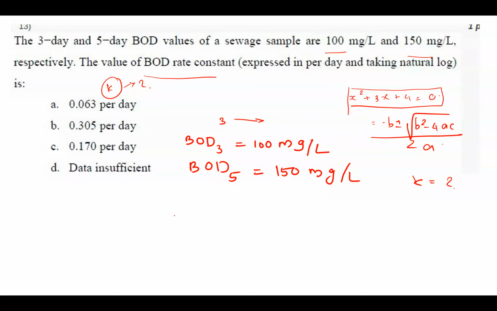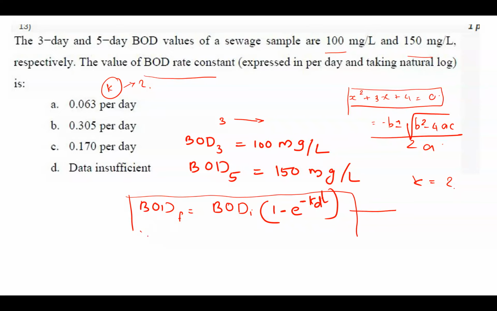So we know that BOD at time t is equal to BOD initial into 1 minus e raised to minus kd t. This is the main equation that we have to use.